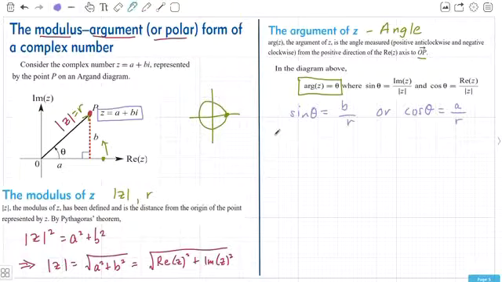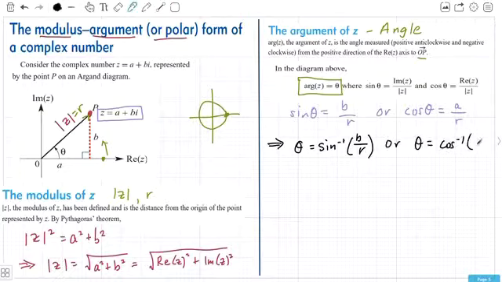Now the way that I generally tend to work with the argument, these are good, provided you know what the modulus of z is. If you do, that's fine, you can use these to find the angle. The way that you would use these is to actually go with inverses. So inverse sine of b on r gives you theta, or inverse cosine of a on r equals theta, okay?